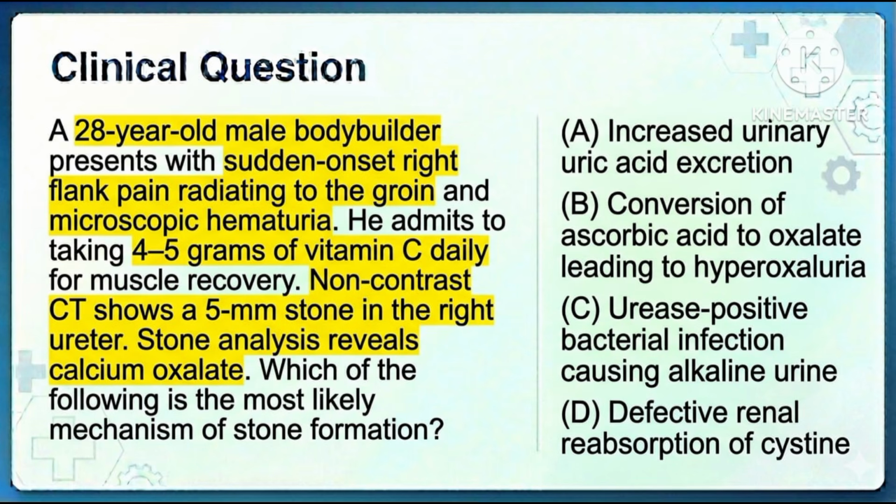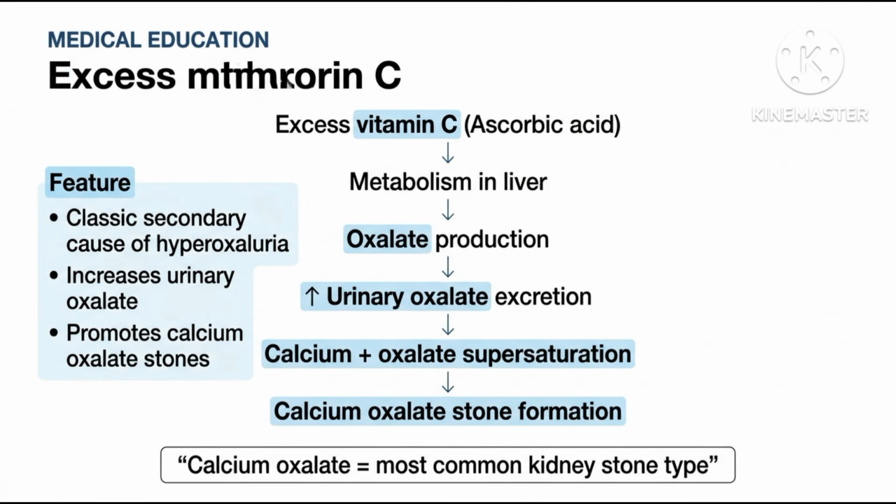Read this question stem. A 28-year-old man with flank pain radiating to the groin and macroscopic hematuria. CT shows a stone. Analysis reveals calcium oxalate. He has a history of vitamin C intake. Mechanism of stone formation? As we all know, metabolism of vitamin C yields oxalate. Increased level of oxalates in urine increases the risk of calcium oxalate stones in patients who are using vitamin C supplements.